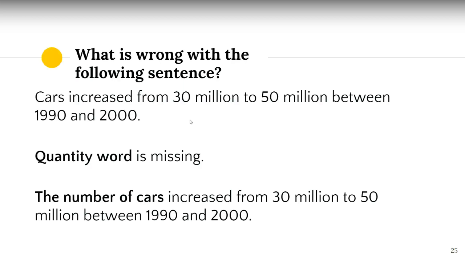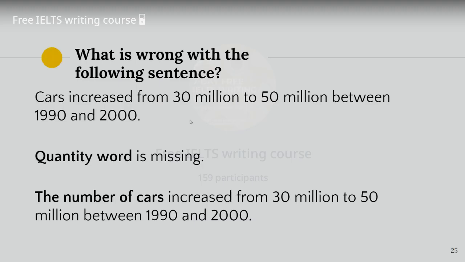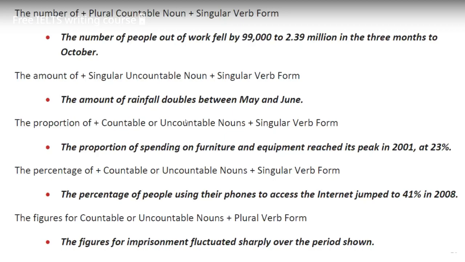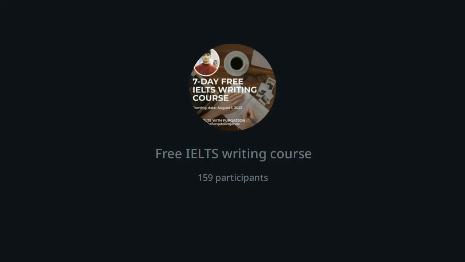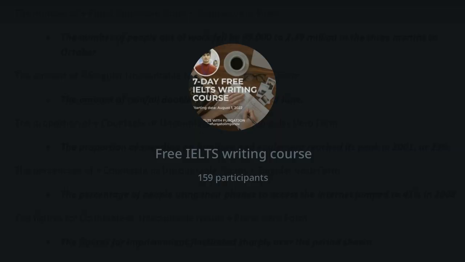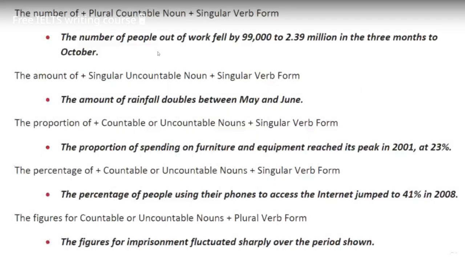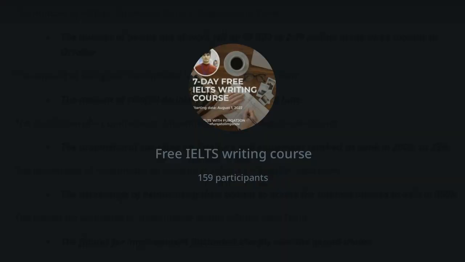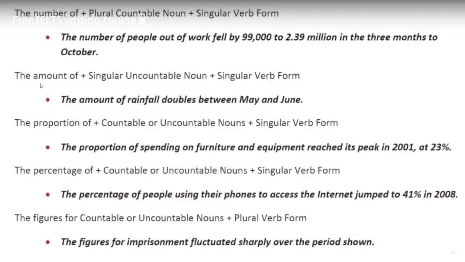So as you can see, we have these quantity words here. We use the number when you talk about plural countable nouns, for example, people. With people, you use the number of people because people are countable. So when do we use the amount? We use the amount when you're talking about something that is uncountable, for example, the amount of rainfall, the amount of rain.